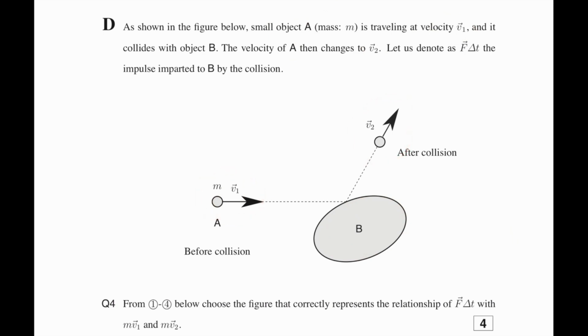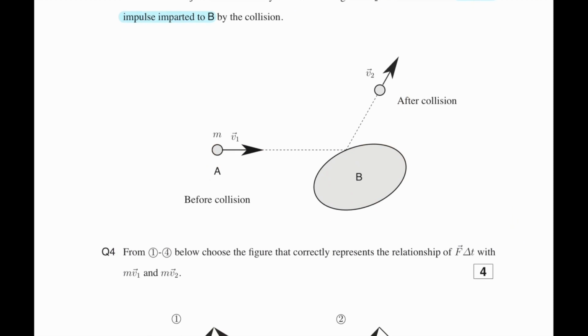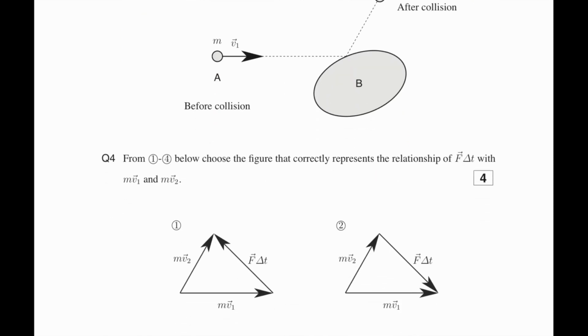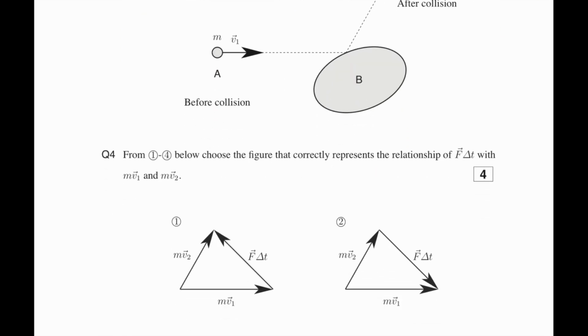Let us denote F delta t as the impulse imparted to B. You have to be careful of this. F delta t is the impulse to B by the collision. From 1 until 4 below, choose the figure that correctly represents the relationship of F delta t with mv1 and mv2.